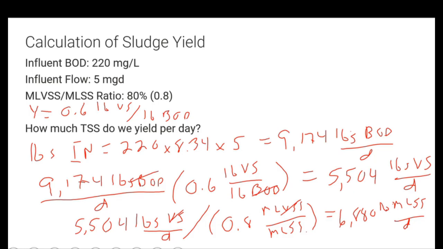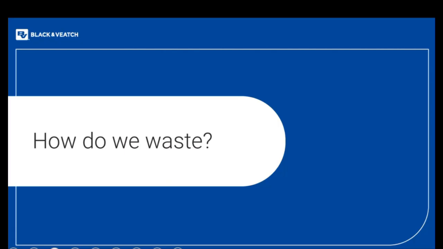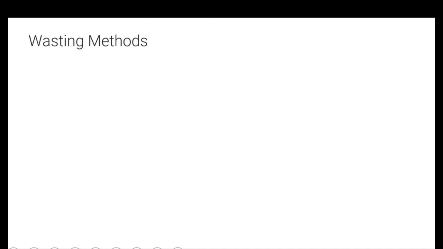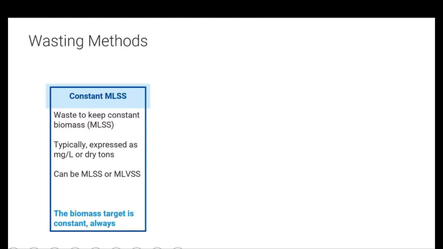We will continue on. So how do we waste? Now that we've done a little bit on what we produce, how do we figure out how much we need to waste? The wasting methods: one method is to keep a constant mixed liquor. Every day we look at our mixed liquor, and if we're targeting 3,000 milligrams per liter, we try to get to 3,000 milligrams per liter. All you're doing is trying to keep your biomass in the system constant.